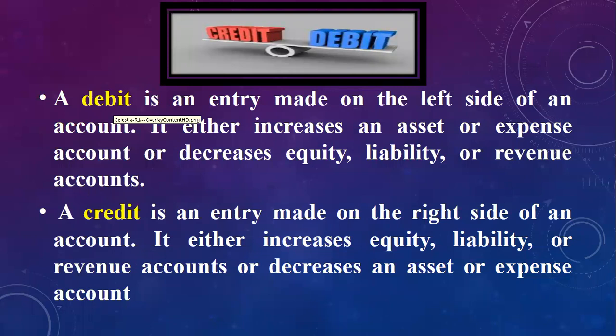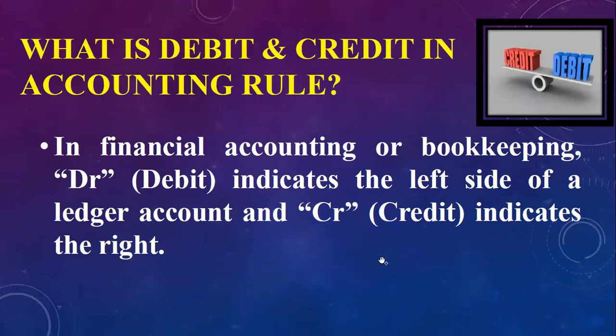Clear? A credit is an entry on the right side of an account. It either increases equity, liability and revenue. Whenever your equity, liability and revenue are increasing, they are credited. And on the contrary, when they are decreasing, assets and expense are credited. Clear? I proceed.